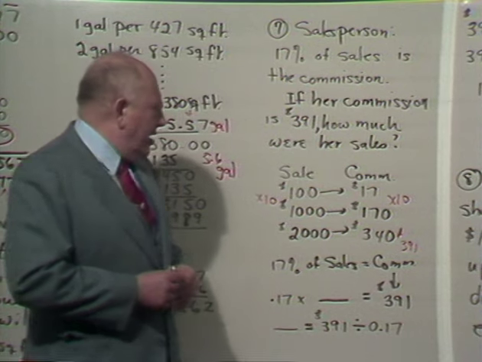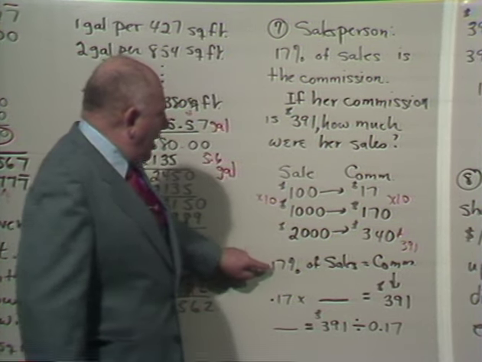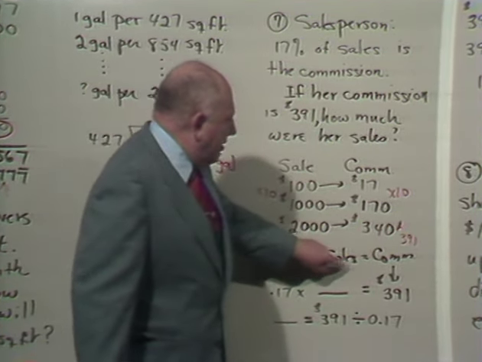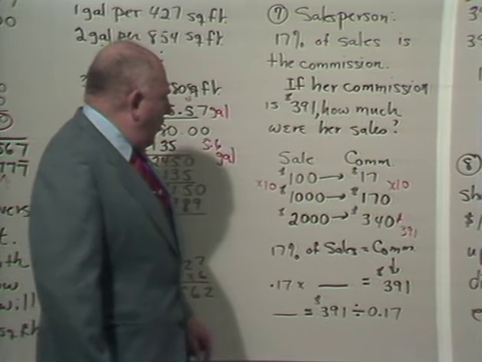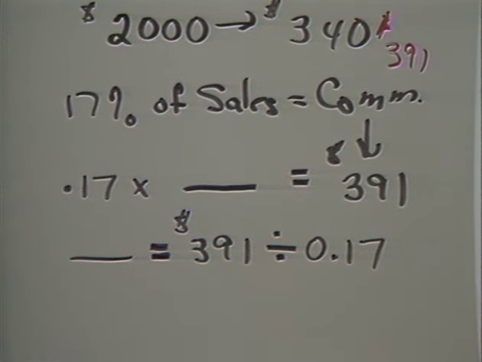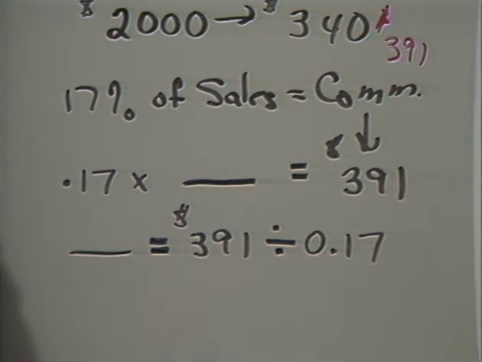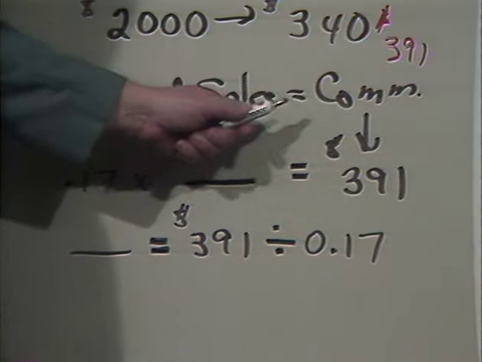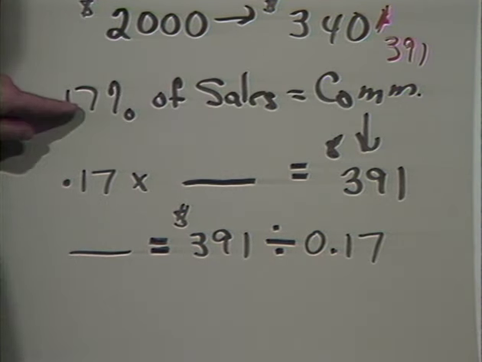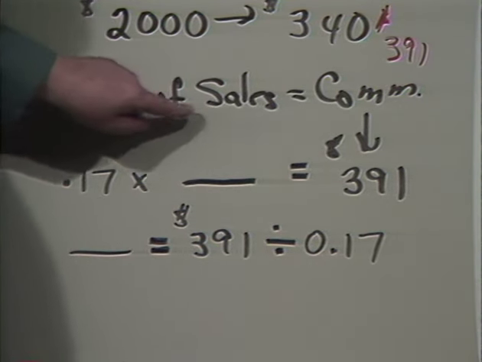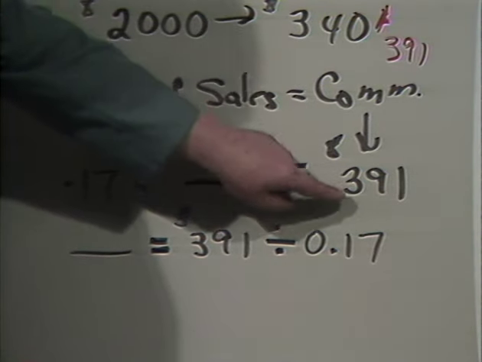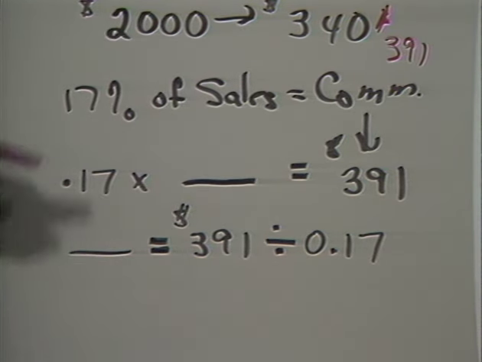Let's find out what the exact amount is. We're told that 17% of her sales equals her commission. What are we told here? What's the $391? This is where reading comprehension comes in. I can't emphasize that enough. The $391 isn't the sales, it's her commission. So in the formula that says 17% of the sales equals the commission, the commission gets replaced by $391.